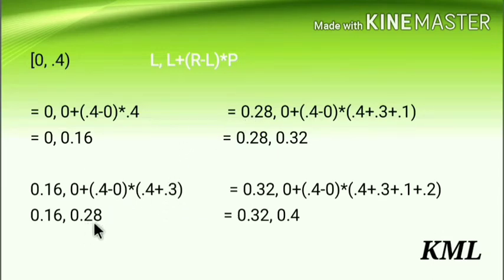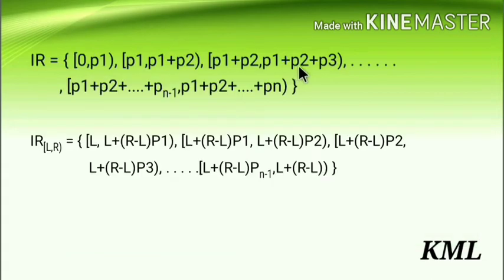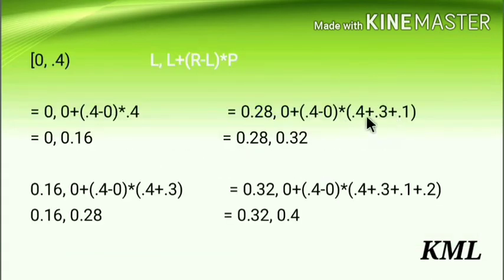The right of previous becomes the left of current. Now find this one. So you have L as 0, R minus L, 0.4 minus 0 into P3. Why P3? Because it is the third subinterval. Now what is P3? The sum of these three. So 0.4 plus 0.3 plus 0.1 gives you 0.8. So 0.8 into 0.4 will give you 0.32.